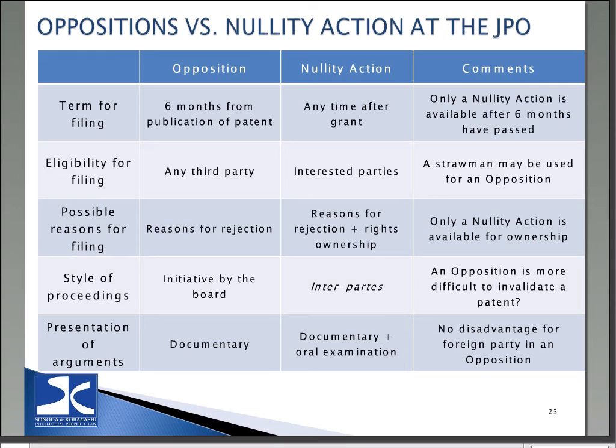And with regard to the proceedings, the opposition is one blow by the opponent, and the rest is left to the jurisdiction of the board. Whereas the nullity action is an inter partes proceeding. So the opposition is more difficult to invalidate, as the statistics tell. The success rate of opposition is about 12%, while the success rate of nullity action is about 30%, so more than double. Although the success rate is not that high, there is a substantial difference. And the proceedings are documentary for opposition, and nullity action is documentary plus oral examination, which is a crucial part.